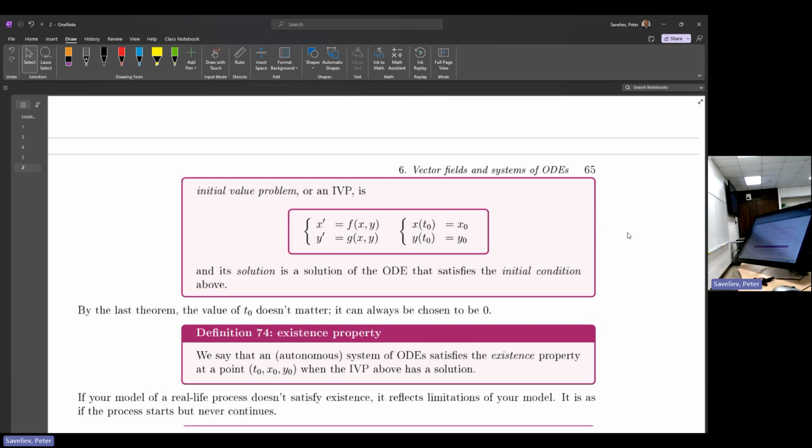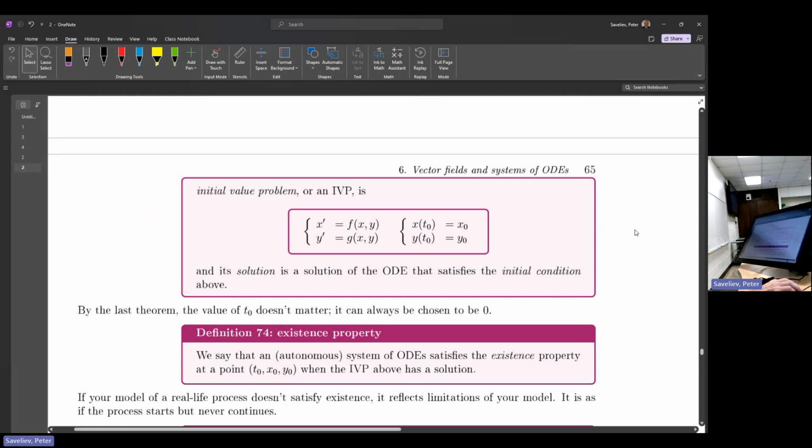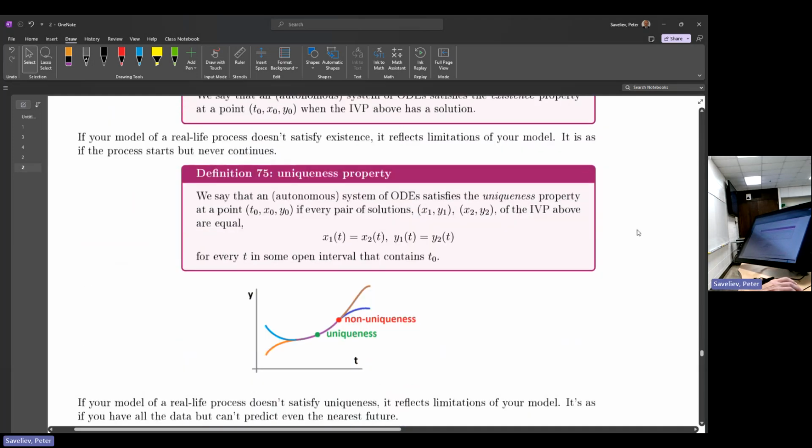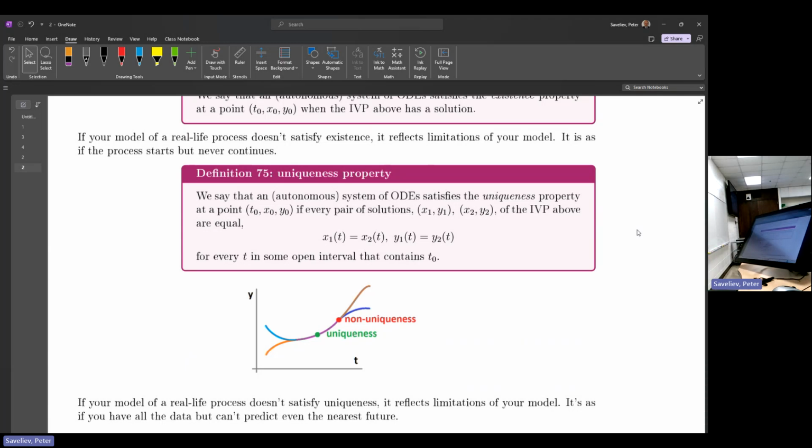So we say that an autonomous system satisfies the existence property at a point t naught, x naught, y naught when the IVP above has a solution. So once again, the logic is the same. If you have a model of a phenomenon, any initial condition should produce dynamics, and if not, then there's something wrong with your model. The uniqueness property is that two solutions are not allowed to overlap, really, to intersect.